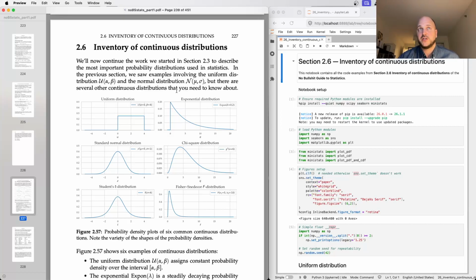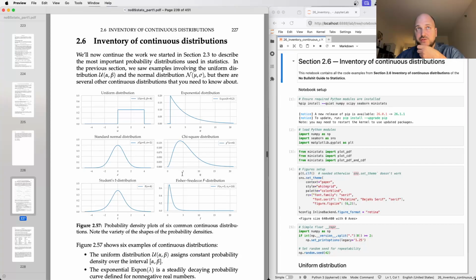Okay, so the exponential distribution, as you can see, describes the waiting time between events. So if events occur at random, this is how long you have to wait for the event to occur.